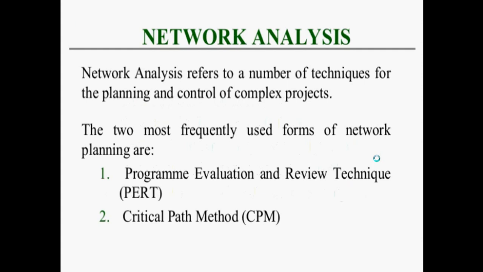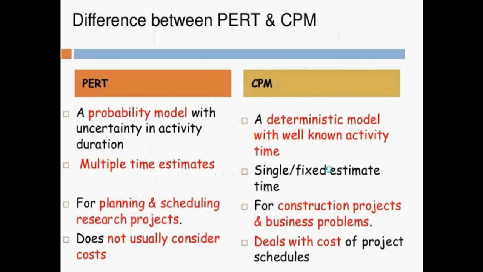Now we move on to network analysis having two parts. We already discussed network analysis. This is a number of techniques for planning and control of complex projects. Here we have two parts, that is PERT and CPM. PERT is the Project Evaluation and Review Technique. CPM is the Critical Path Method. So these are the most frequently used network analysis techniques. Which one is used for what, PERT or CPM? I will explain this point.